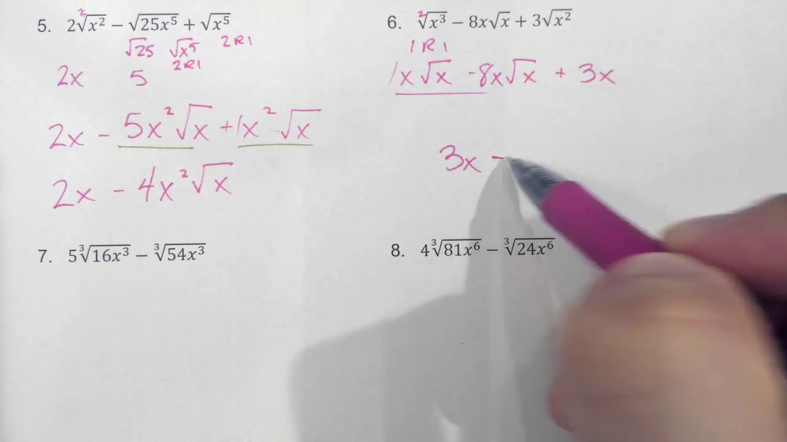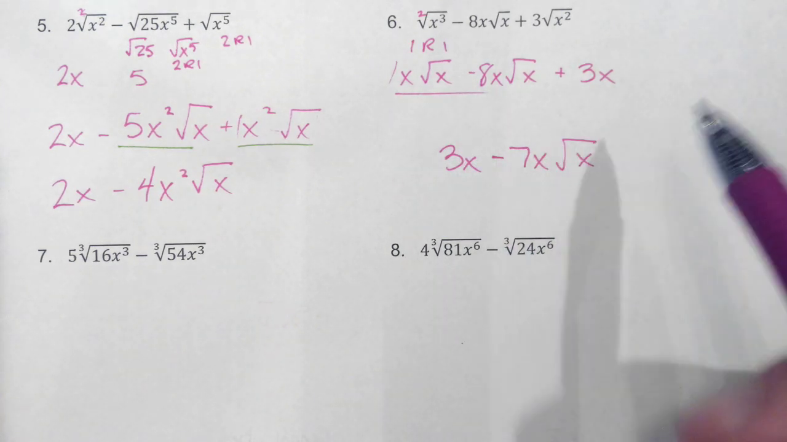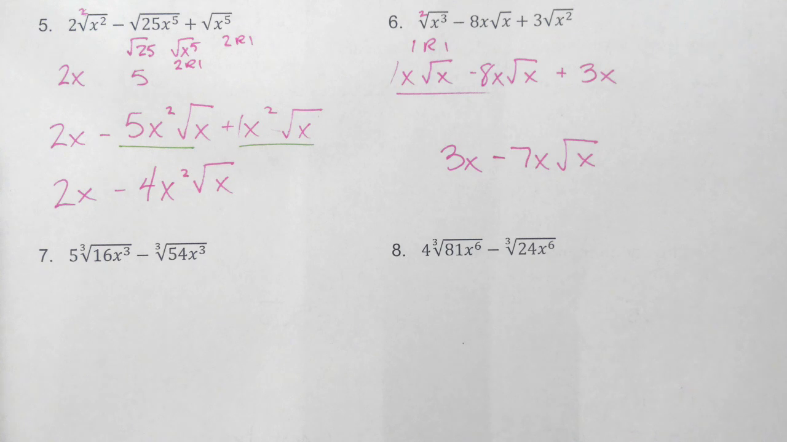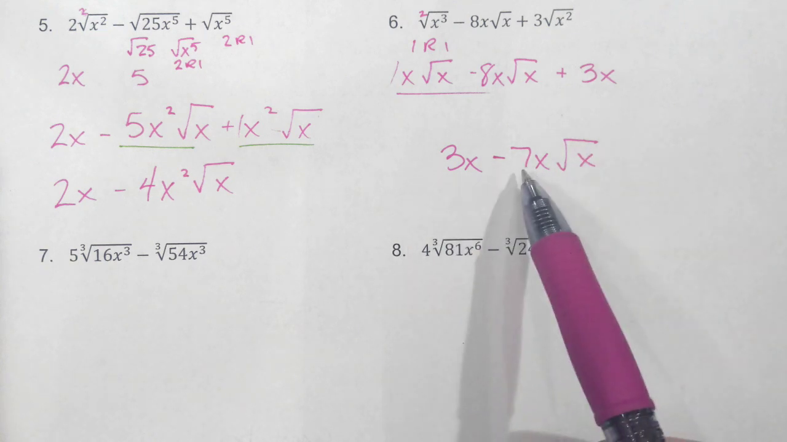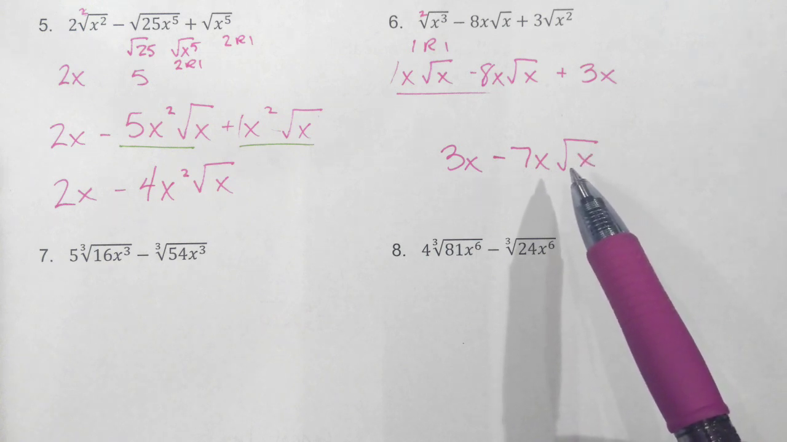1x minus 8x is negative 7x square roots of x. Again, variables don't change and the radical does not change either. And that's going to be as far along as we can take it. We cannot put the 3x and the 7x together because this one has a square root of x attached to it.